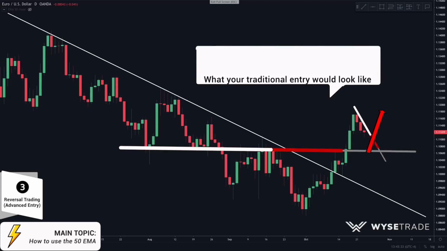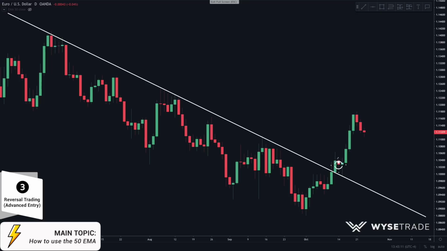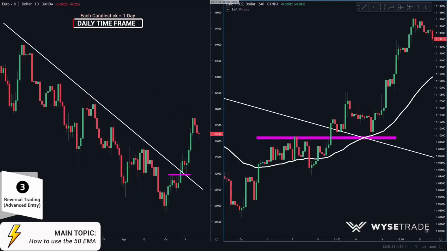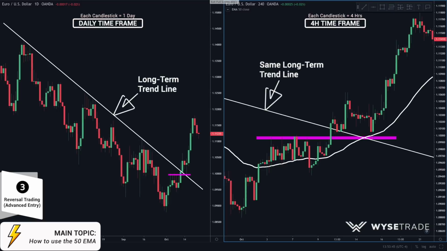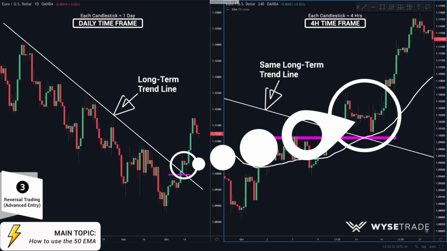Now, here's where we take it up a notch. Our entry into this trade came right at this break here, but exclusively through the 4-hour time frame. So let's put the 2 time frames side by side. Here on the left is your daily time frame, and here on the right is your 4-hour time frame. Here's the daily long-term trend line. Here's the same long-term trend line. This area here, where the breakout candle occurred, is the same area here on the 4-hour time frame. But as you can see, there's a lot more detail that we can see on this time frame. So let's go through step by step what went through our mind.